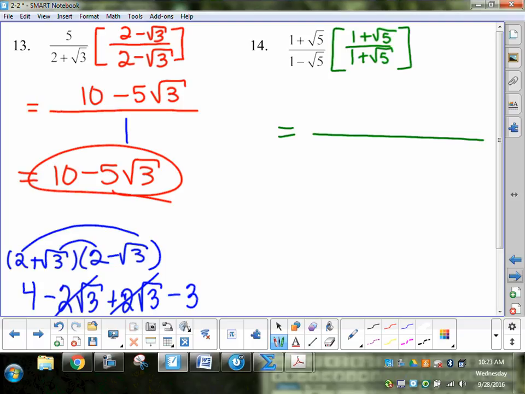You 2 rows, write them out. 1 plus root 5 times 1 plus root 5. First, outer, and last, raise your hand when you've got it. You 2 rows over here are going to do 1 minus root 5 times 1 plus root 5. First, outer, and last, and then get an answer for that. Hands up, please, when you have what your FOIL comes out to be.